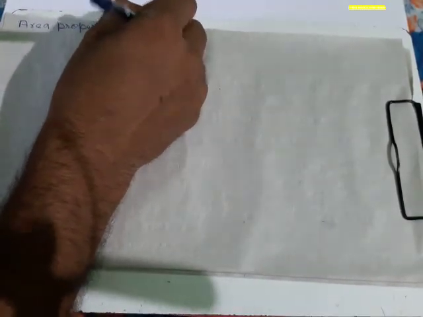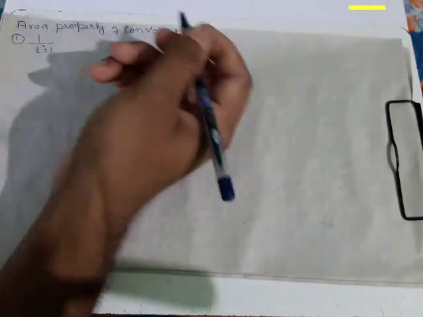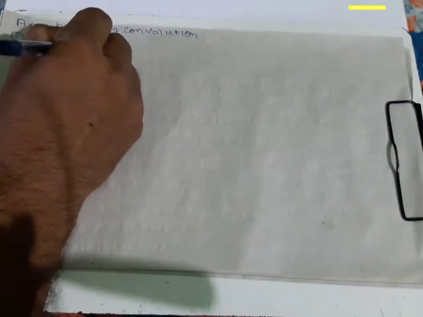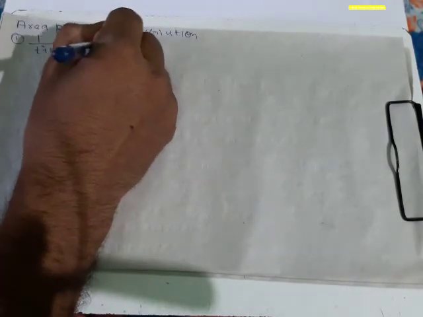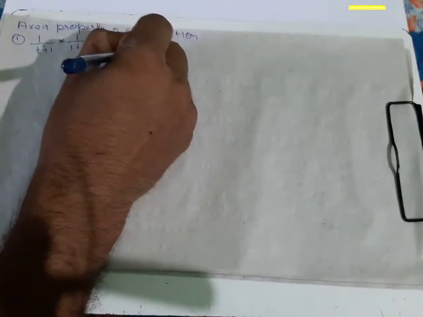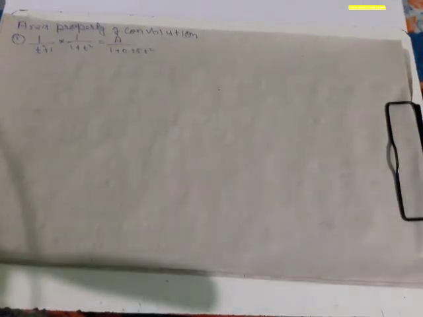That is 1 by t square plus 1 convolution with 1 by 1 plus t square is given by e by 1 plus 0.25 t square. Okay, it is given, so we can write here. We have to find the area property with the value of a. So the area of 1 by t square plus 1 we have to find.